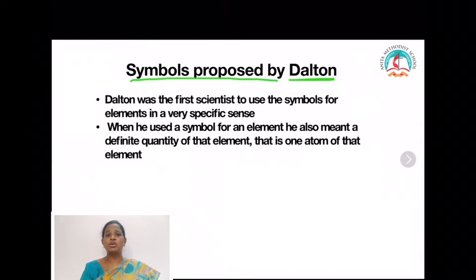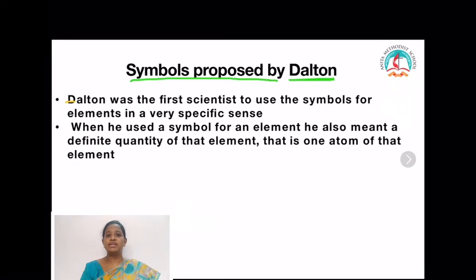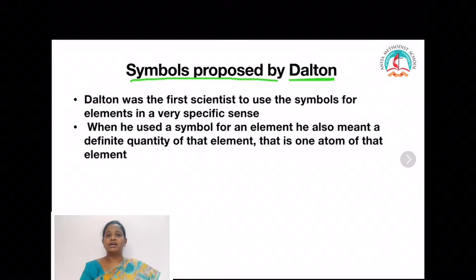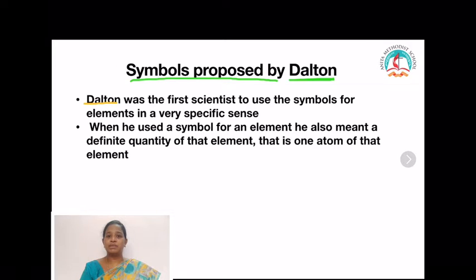But it has its own limitations. The limitation is the symbols are represented using diagrams. So it is difficult to draw a diagram each time to denote a symbol. That's the only limitation in John Dalton's symbols. I will show you a table which lets you know the diagram representation of John Dalton's symbols.